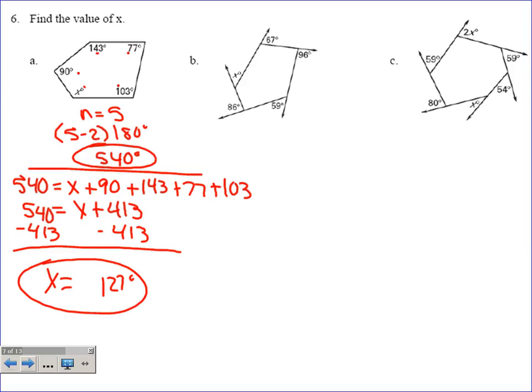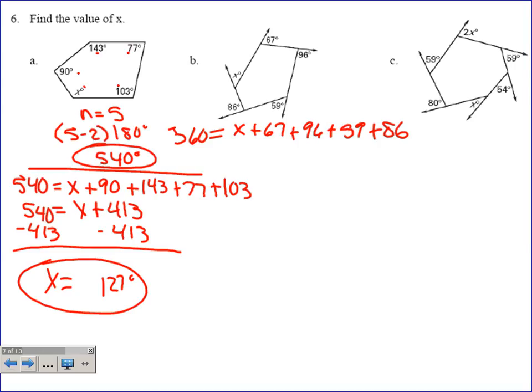Going from there. Number 2, part B here. Are we talking about interior or exterior angles? Exterior angles. Are we going to add them all up? Yes, we are going to add them all up. This will be x plus 67 plus 96 plus 59 plus 86. What does that have to equal? 360.